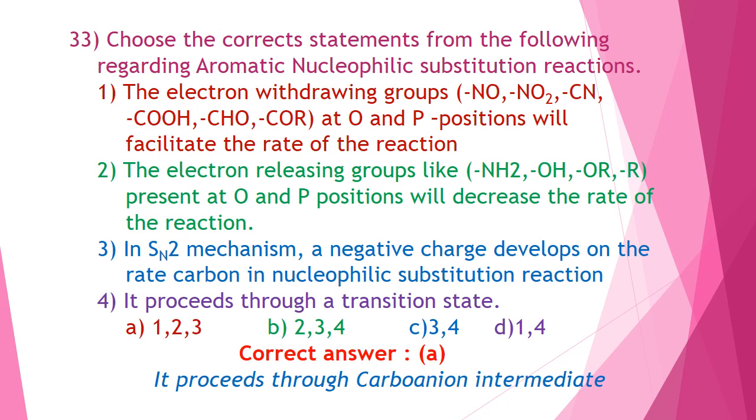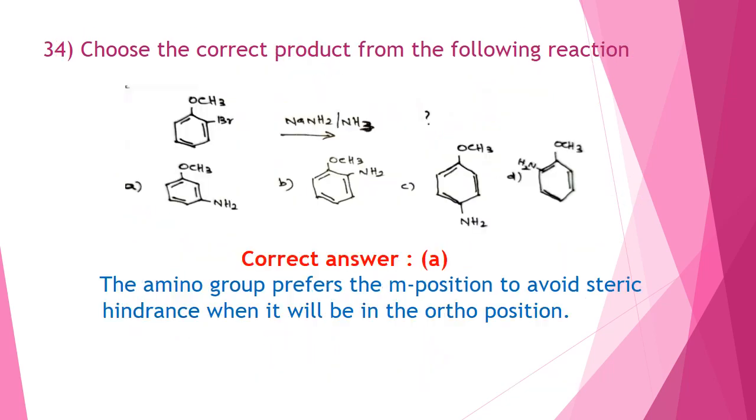3. In the SN2 mechanism, a negative charge develops on the carbon in the nucleophilic substitution reaction. It is also correct. And the 4th, it proceeds through a transition state. It is wrong. Therefore, option A is correct. 1, 2, 3 are the correct statements. The fourth one is a wrong statement. For this wrong statement, the correct statement is: it proceeds through a carbanion intermediate.